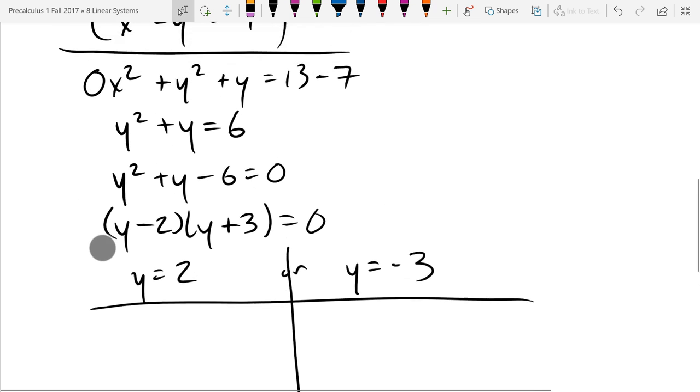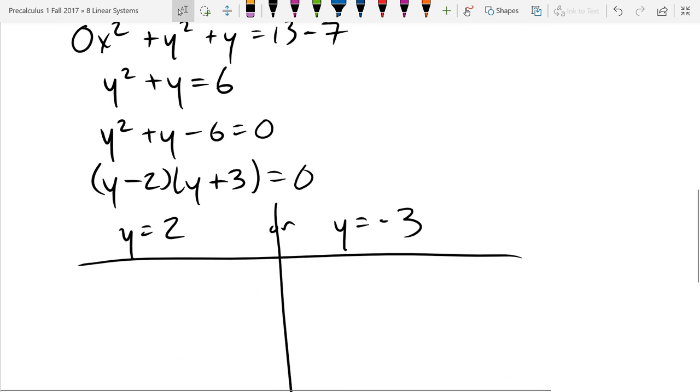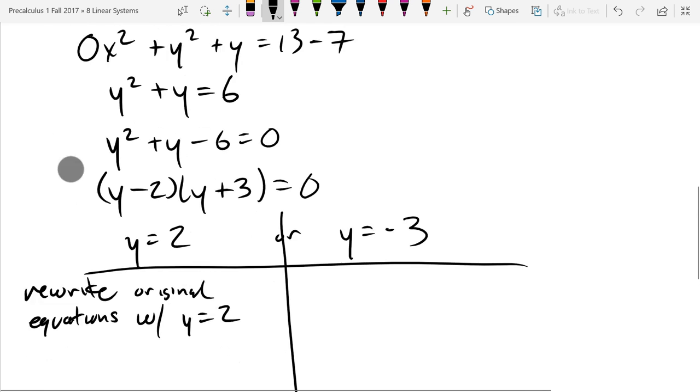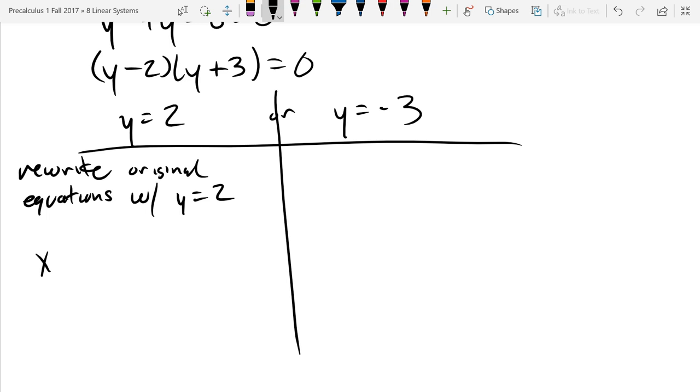So y equals 2. I'm going to rewrite my original equations with y as 2 now. So I'm not going to write all the y's in here. I'm just going to write 2 in for y. So my first equation, x squared plus 2 squared equals 13. Second equation, x squared minus 2 equals 7.